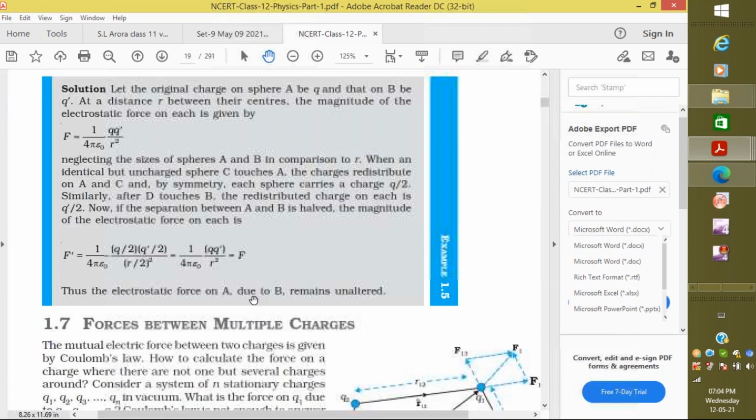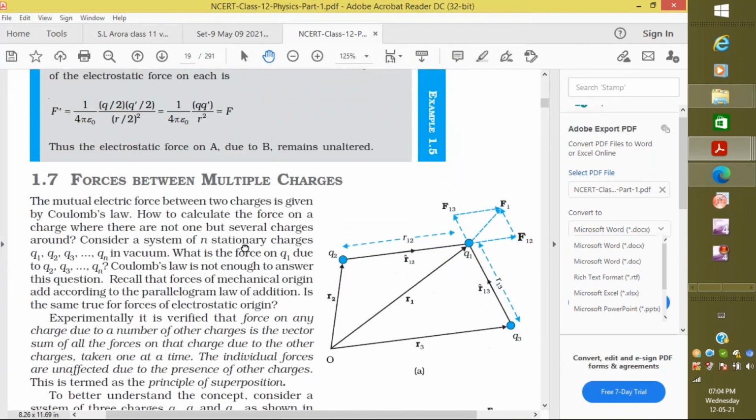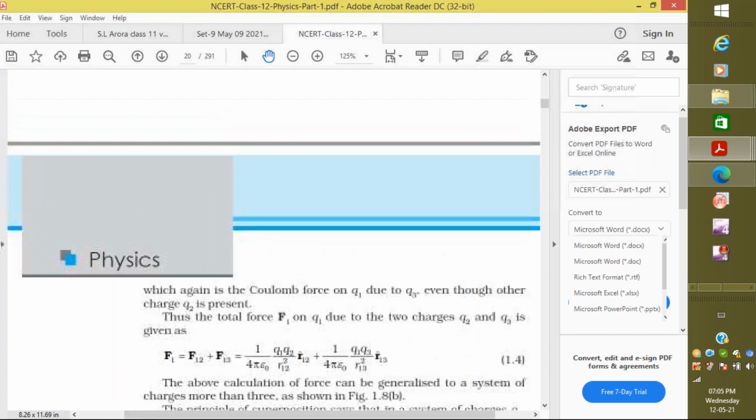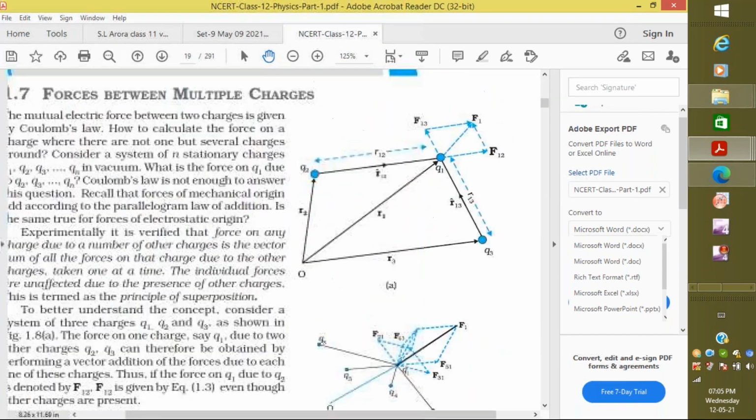I'll just tell you another fact about this force. We have learned so far the electric force, the Coulomb force between two charges. I'll just go for another 5 minutes, then I'll stop the class. Just be patient, because this part I'll discuss, then I'll stop it.